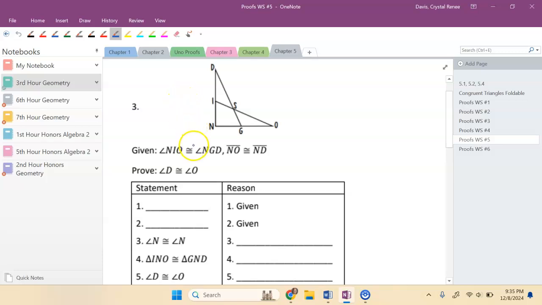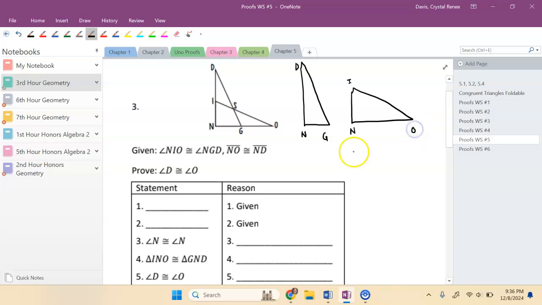Okay, so I see this here, and I'm kind of scatterbrained, so there's a lot going on with these triangles overlapping. Sometimes when triangles are overlapping, it's actually easier to draw them out separately. So that's what I'm going to do right now. So this is triangle D and G, and this is triangle I and O. And obviously these are not to scale.